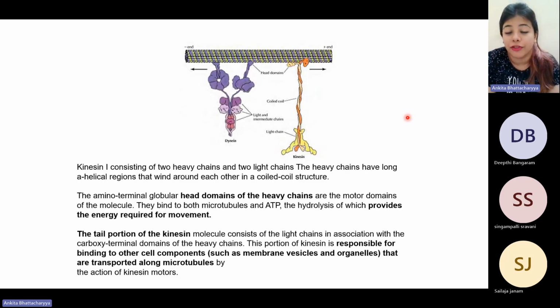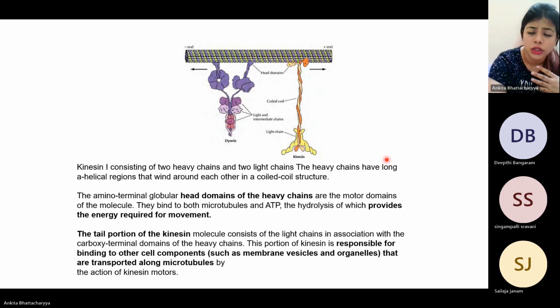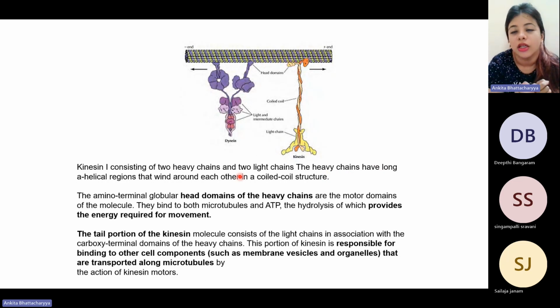So here you see a schematic for that as well. This is what a kinesin looks like. This is what a dynein looks like. These are again representative images. They're made up of individual chains that have coiled around each other and made up the 3D structure. So you have kinesin 1. Kinesin 1 has two heavy chains, two light chains, and you can see here that the heavy chains have long alpha helical regions. They are wound around each other in a coiled structure, and you have a globular N-terminal head domain of the heavy chains, which are the motor domains of that molecule.